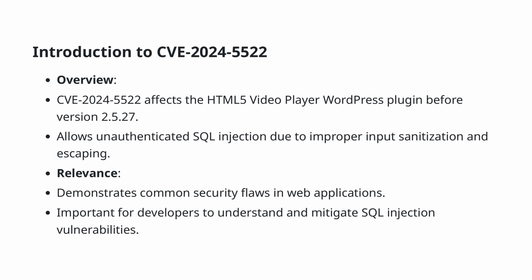In this module, we will be analyzing CVE-2024-5522, which pertains to a significant vulnerability in the HTML5 Video Player WordPress plugin. This particular CVE affects versions prior to 2.5.27 and involves an unauthenticated SQL injection. The root cause of this issue is improper input sanitization and escaping, which allows attackers to execute arbitrary SQL commands. Understanding this CVE is crucial because it highlights common security shortcomings in web applications using a real-world example.